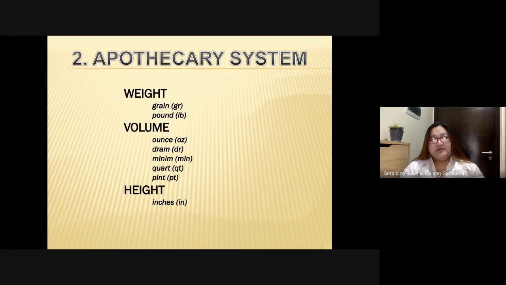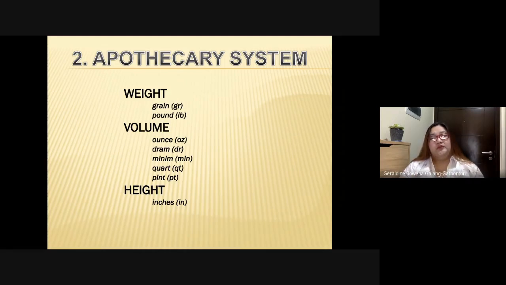In the apothecary system, all manufactured drugs now use the metric system in their labels, but occasionally ounce and grain are used. So nurses must be familiar with them too. When we talk about weight, the apothecary system uses grain. 1 grain is 60 milligrams. Pound, to convert that, 1 kilo is 2.2 pounds.